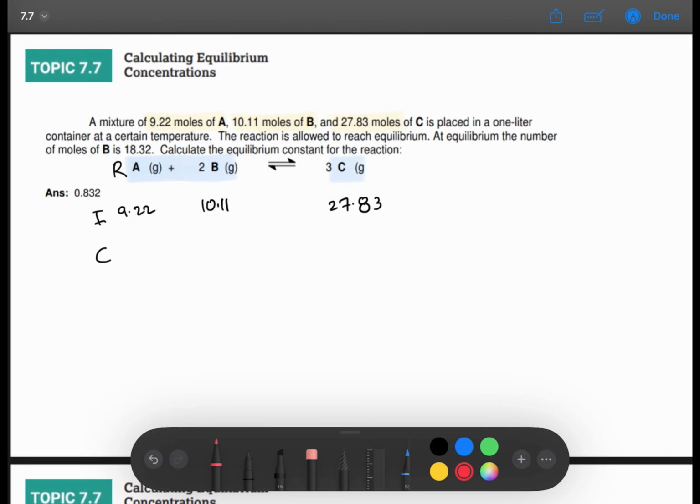As we can see, since A is not multiplied by anything, it's going to be minus x. But you have to watch out at that point. Is it possible to put positive x instead of negative x? It depends on the type of the question. So let's complete and read the question again. The question says, as we put all of these in a container of 1 liter, keep in mind the volume here is really important, okay?